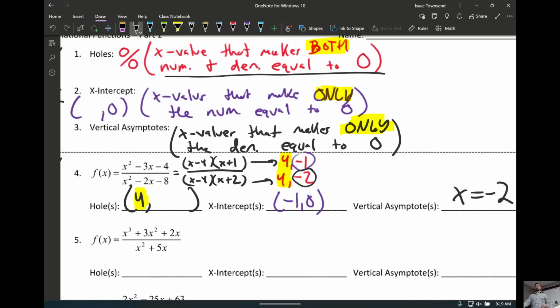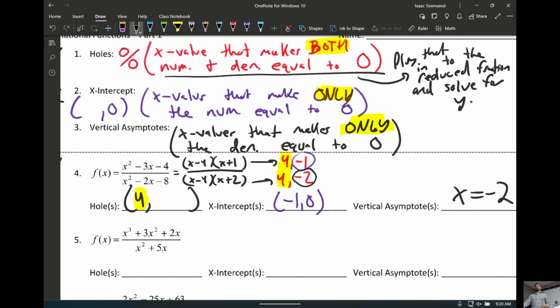So let's go back and add this to our notes up at the top. The x value that makes the numerator and denominator equal to 0 is the x value of the hole. You're going to plug that in to the reduced fraction and solve for y. Of course, you can reword that if you'd like to, but we're going to plug in the x value of the hole into the reduced fraction and solve for y.